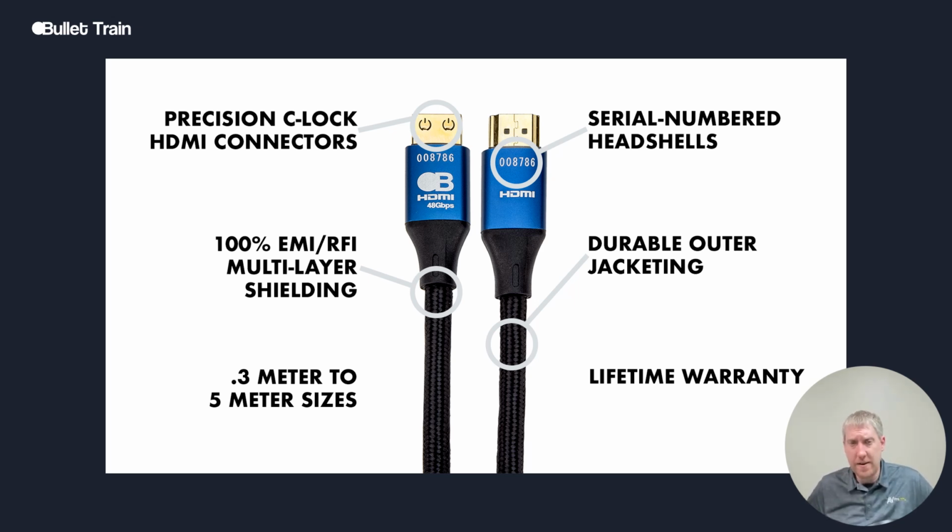100% EMI and RFI multi-layer shielding. Again, this is not only the head shell, but the cable itself. It is shielded to guarantee you're getting the full 48 gigabit per second bandwidth through that HDMI cable. And we do have lengths from 0.3 meters to 5 meters, and they have serialized numbered head shells.